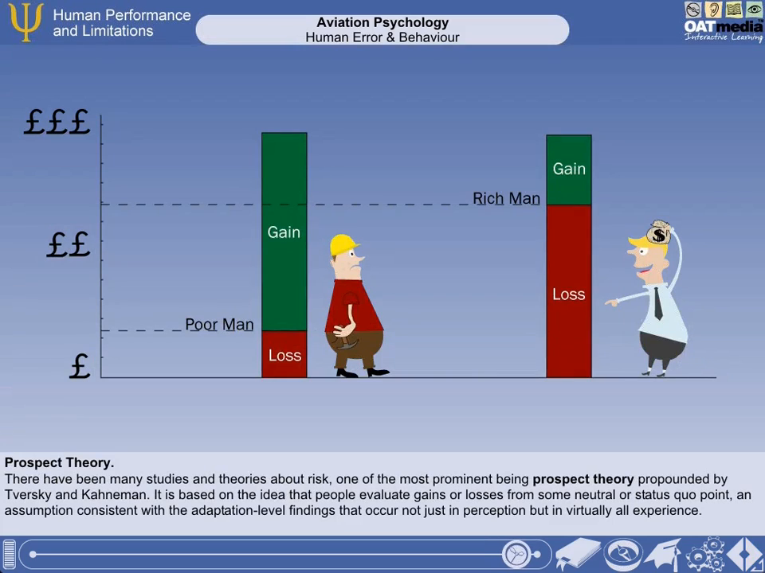There have been many studies and theories about risk, one of the most prominent being prospect theory, propounded by Tversky and Kahneman. It is based on the idea that people evaluate gains or losses from some neutral or status quo point, an assumption consistent with the adaptation level findings that occur not just in perception, but in virtually all experience.